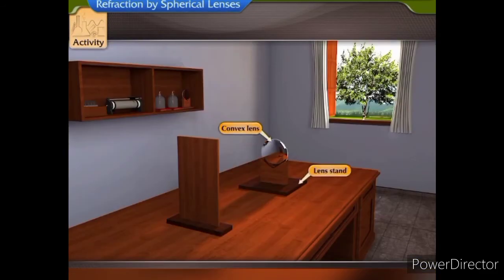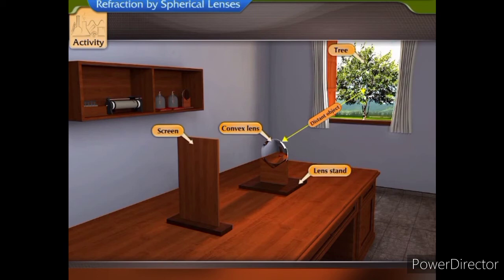Take a lens, a lens stand, a screen, and a distant object. A tree seen through a window can serve as the distant object. Place the screen on a table placed close to an open window facing a tree. Place the lens on the lens stand.